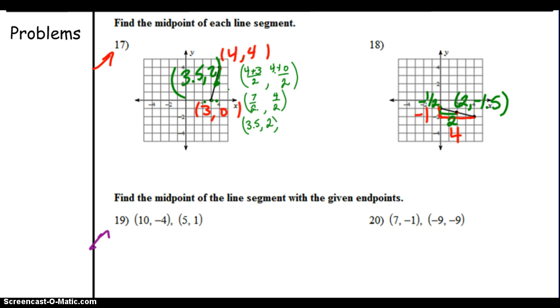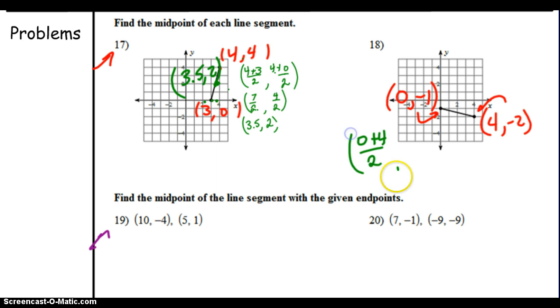There's another way you could have done it. Pause the video here if you want to copy this down. Otherwise, the other way is going to flash up in 3, 2, 1. You also could have found the coordinates of the 2 endpoints and then added the x values together. So 0 plus 4 and divided them by 2. And the y values as well. So -1 and -2. -1 plus -2. Divided that by 2.